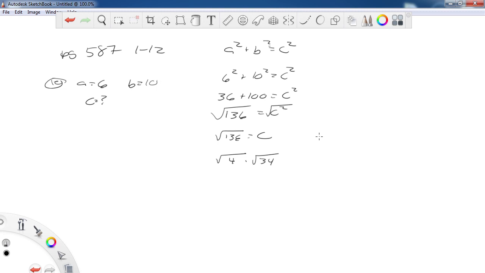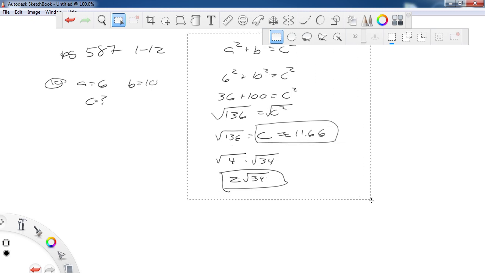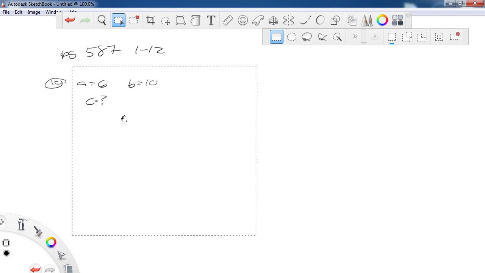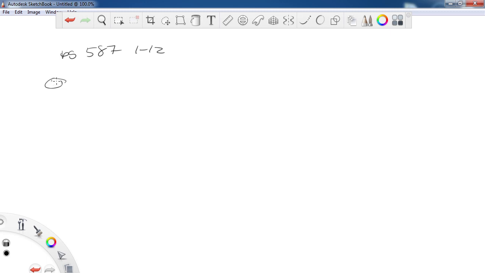The square root of 136. We should be getting approximately 11.66. This is going to be 2 times the square root of 34, which equals 2 roots of 34. No, that's it. Or you can go with this. So it's this or this, either one. Let's actually do number 1 now, because it'll give you a nice round answer and you won't have to worry about your square root things.